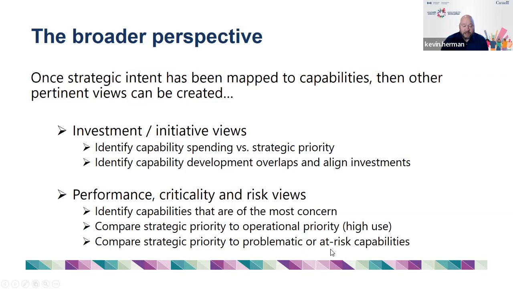And we might also compare strategic priority to any problematic or risk or at-risk capabilities that might exist. And that can go down to any level of risk, even if we were to look at the IT level. We talk a lot about aging IT. If we want to drill up and say, okay, well, we have this IT that supports these capabilities, then I can start saying that, well, if that IT is aging, it then presents a risk wherever that capability is being used across the organization.